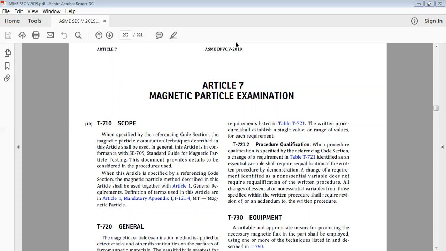So the sequence of operation for the continuous method is: first clean the component, then apply the iron particles, or we can say the bath, on the job specimen.